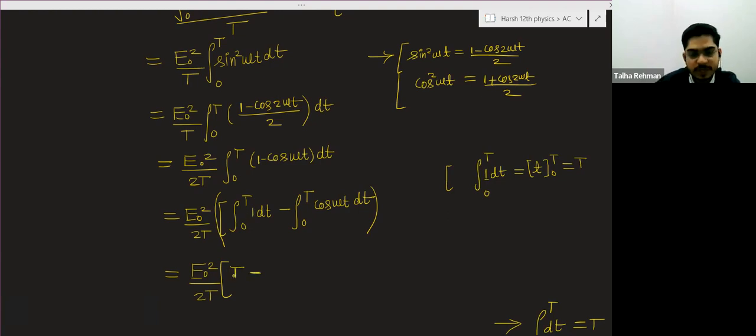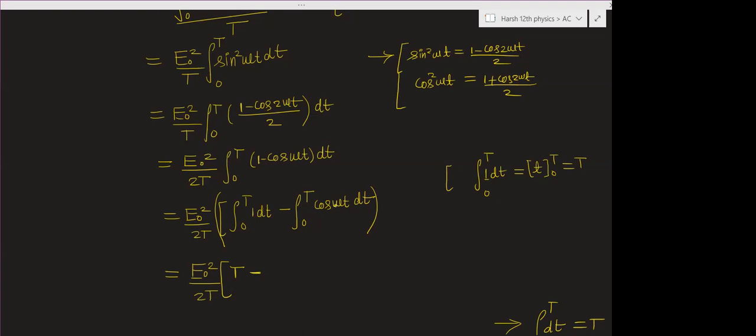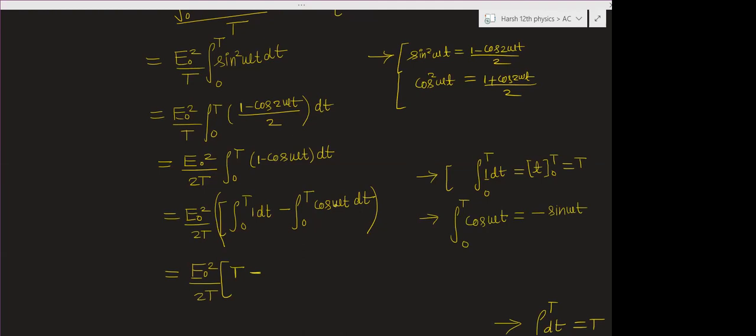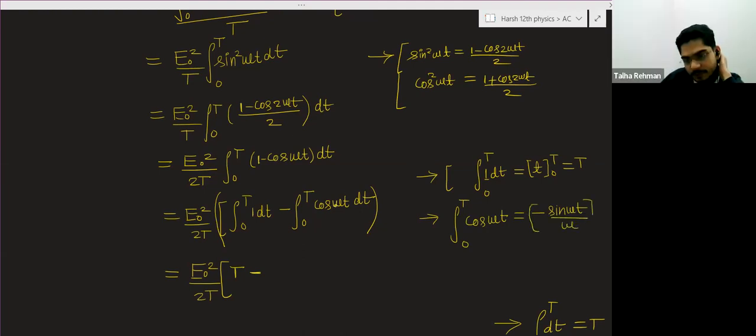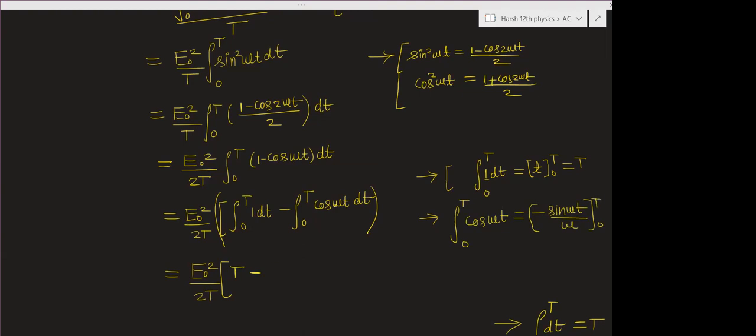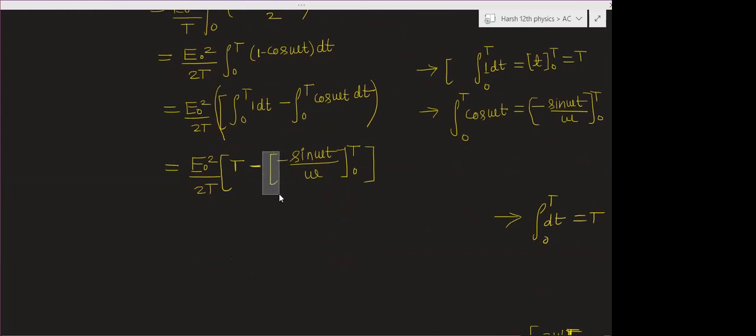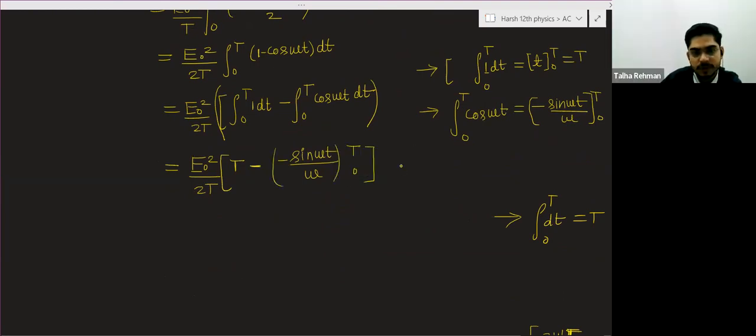Now this value: what is the integration of cos omega t? The integration of cos omega t will be sin omega t divided by omega, and you will apply the limit of integration from 0 to T. So basically this will be minus of sin omega t divided by omega, with limit of integration from 0 to T. So this will be the value.